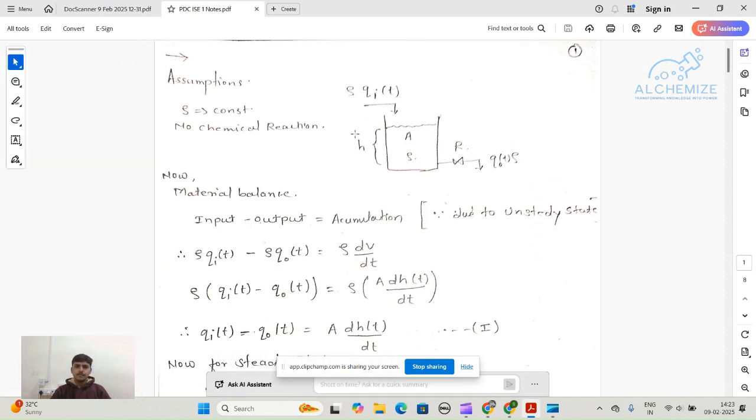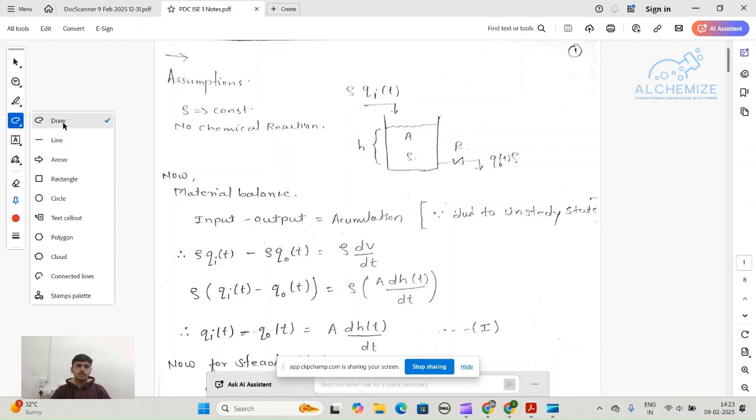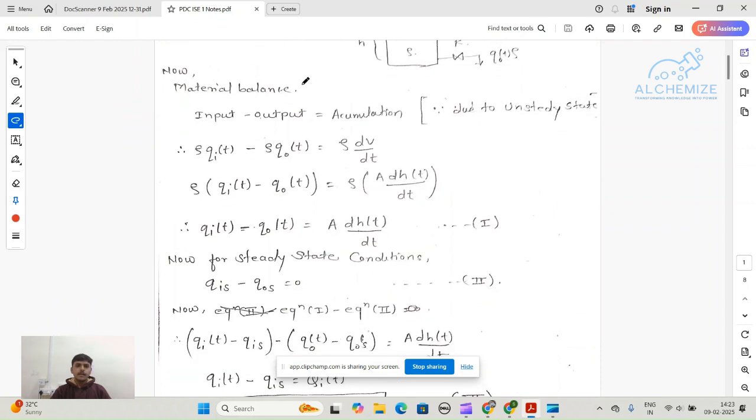So it's a first order system, that is a single liquid level tank, and let's make some assumptions here. Constant density of the fluid, which means it's an incompressible fluid, and no chemical reaction is happening in the system. So now the material balance.